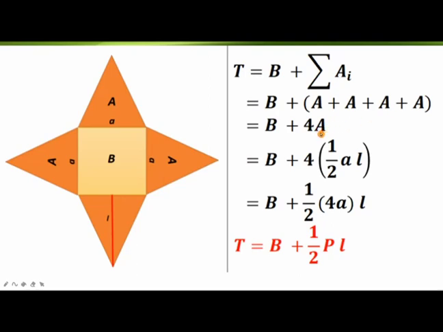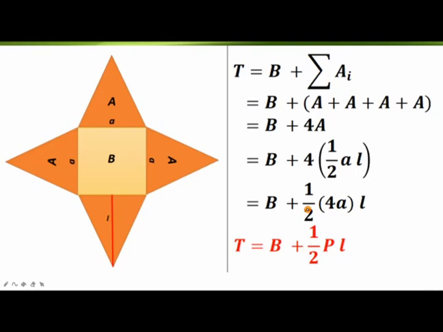Specifically, the area of each isosceles triangle is 1/2 base times height. So, it is 1/2 AL. Note that this side is the base of this isosceles triangle, and this also measures A. Then we can regroup the factors of this term and would see that 4A is the perimeter of the base.